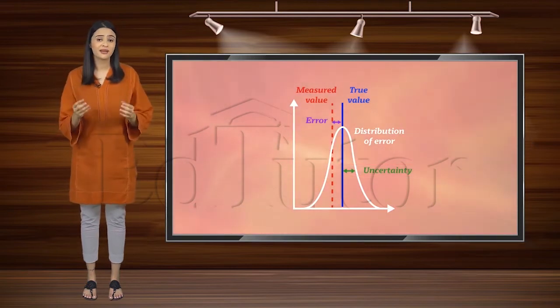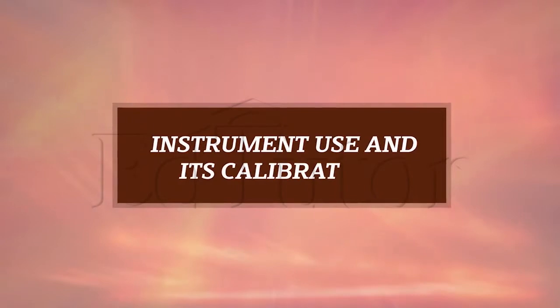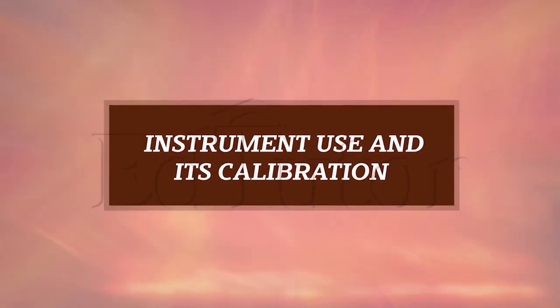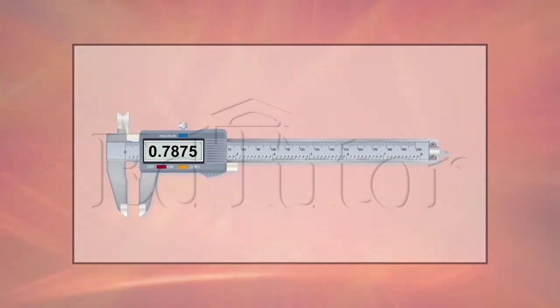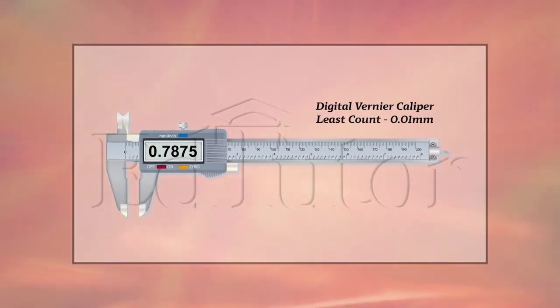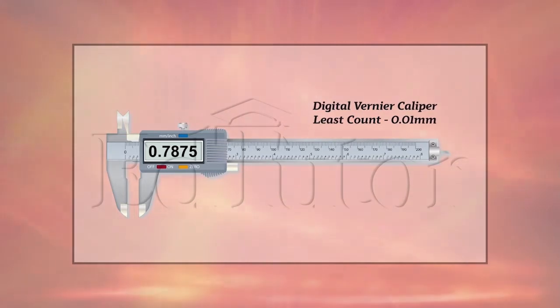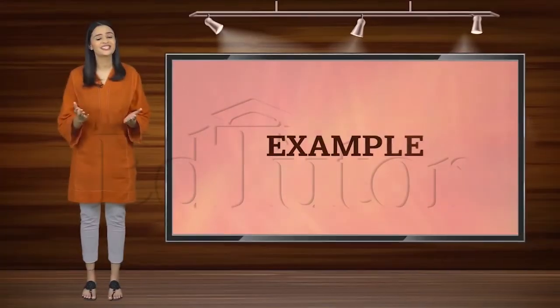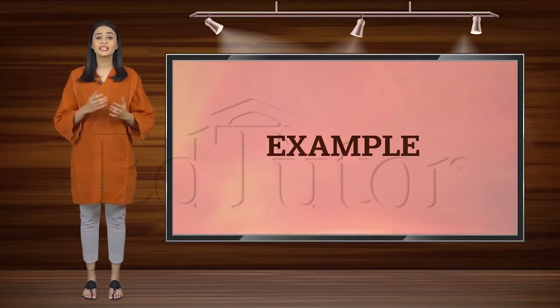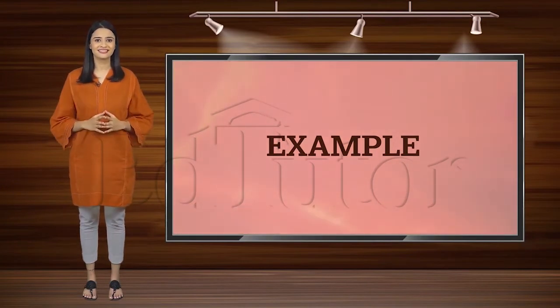One major reason I'm going to talk about is the type of instrument used and its calibration. You know that every instrument has a least count, the smallest value under which it cannot measure. This puts a limit on the degree of accuracy which can be achieved through that instrument. I know it sounds a bit confusing. Let me give you an example.